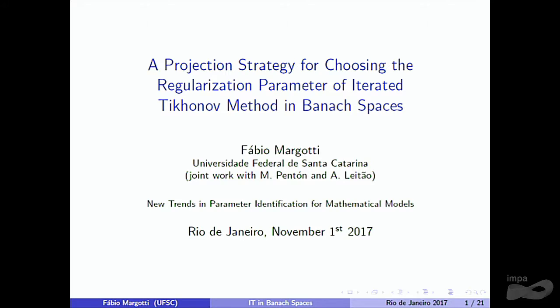Well, we are working on Tikhonov regularization in Banach spaces, and we are interested in the regularization parameter, how to choose this parameter.